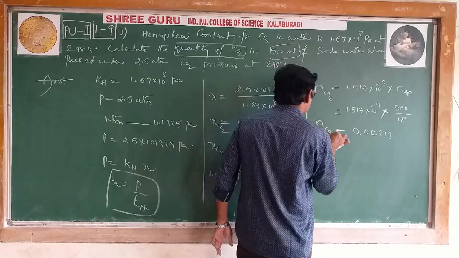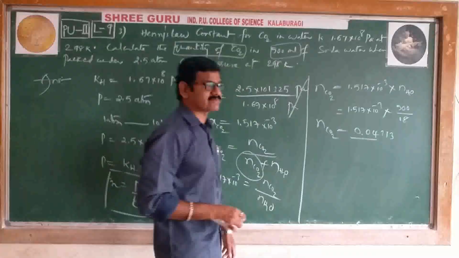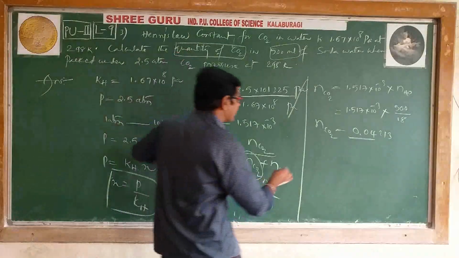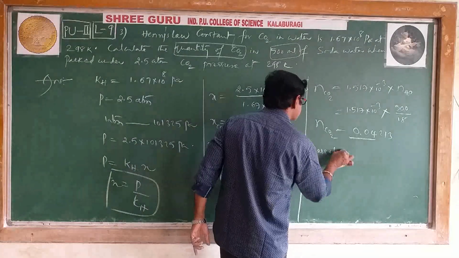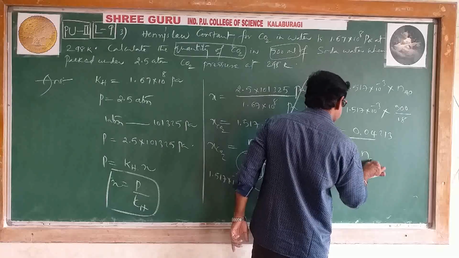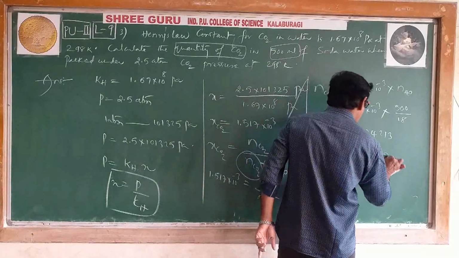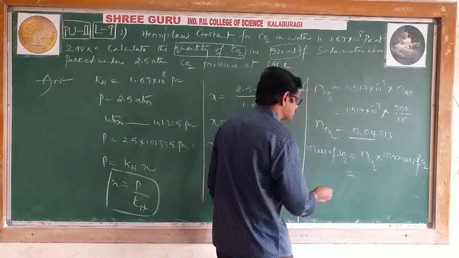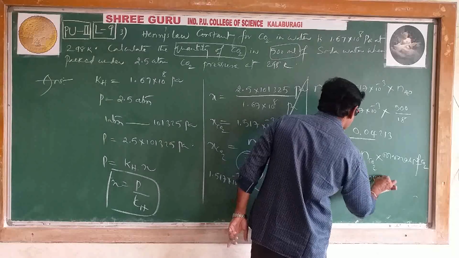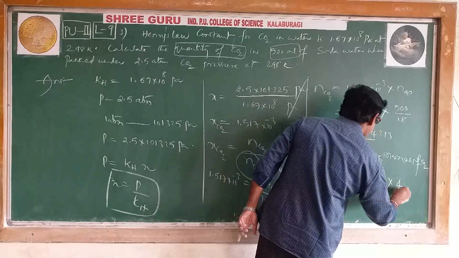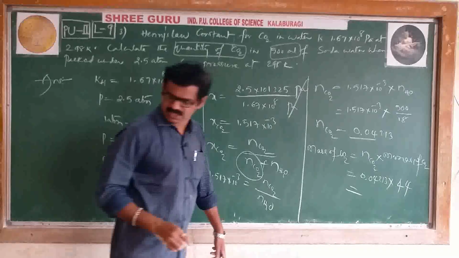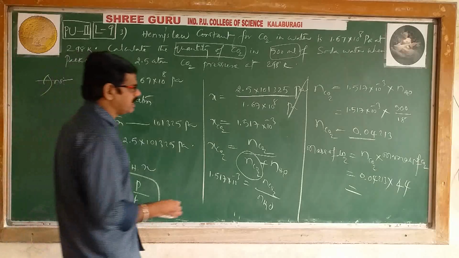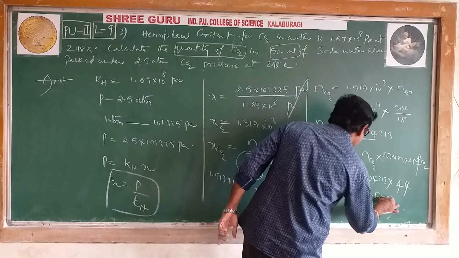0.04213 is the number of moles of carbon dioxide we are getting. But the question is not asking moles, it is asking mass, nothing but quantity. Mass of CO2 is equal to moles of CO2 into molar mass of CO2. Moles into molar mass: 0.04213 into molar mass of carbon dioxide, which is 44. If you do the multiplication, you will get 1.85. 1.85 grams are obtained. That's it.